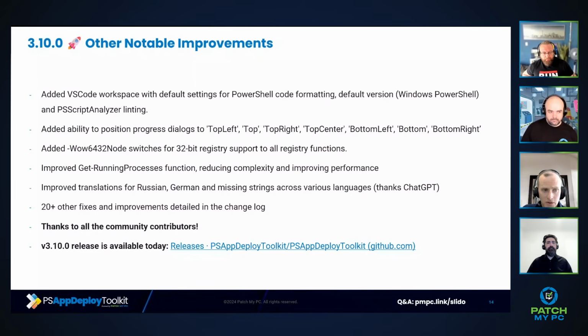Just a few other notable changes to mention. We added a VS Code workspace with default settings, so that just helps ensure consistent code formatting. There are more options now for positioning of progress dialogues on screen. All registry functions now support 32-bit registry mode, and we've got a number of improved translations thanks to some community contributors and ChatGPT.